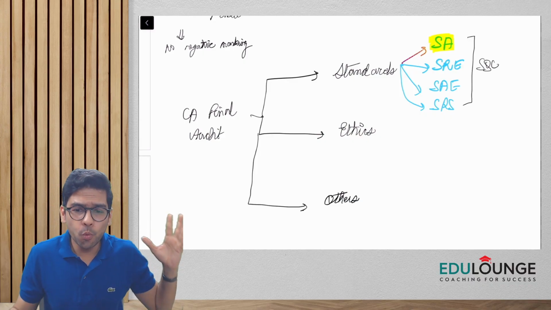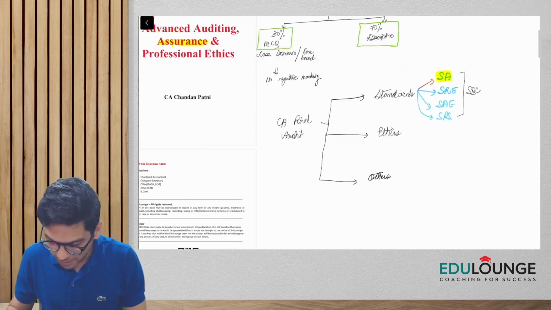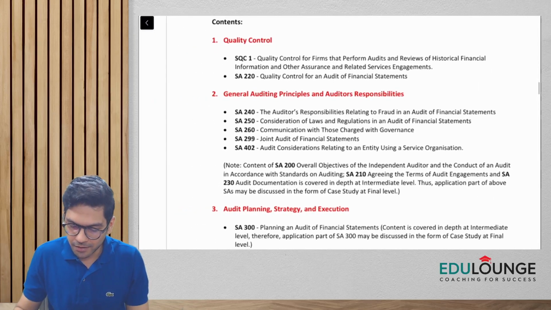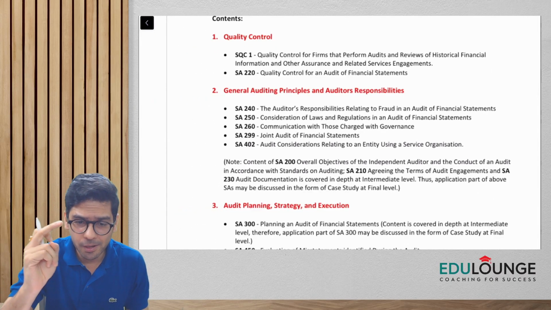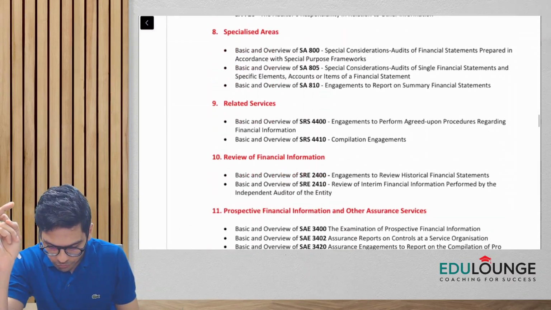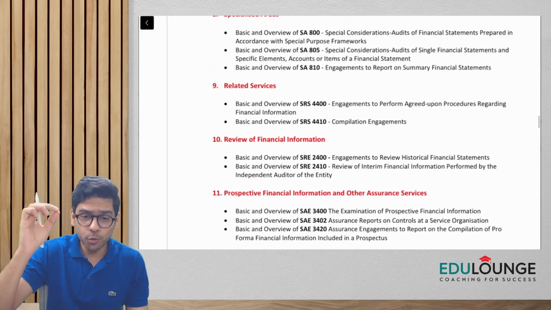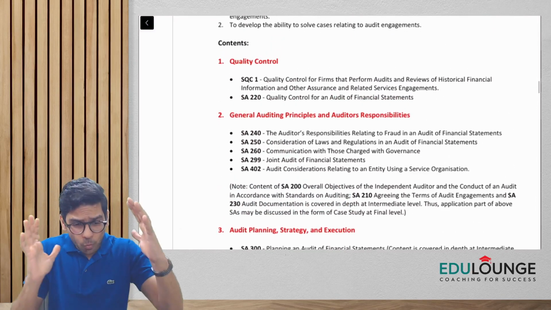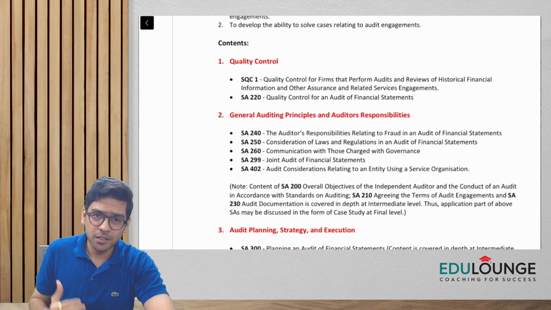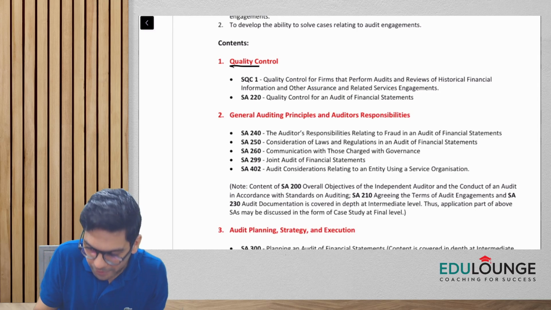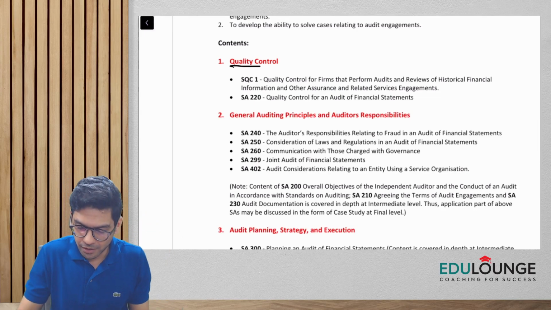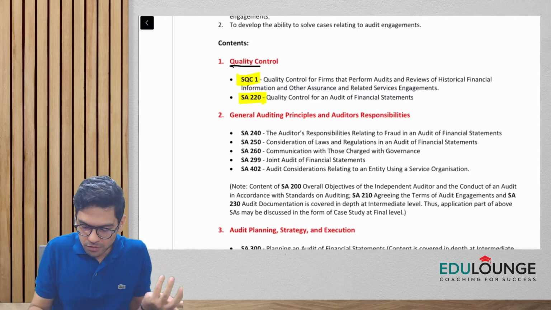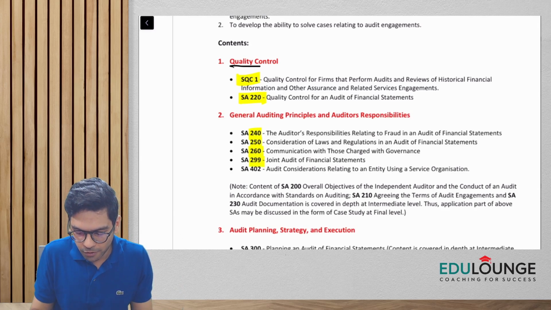Now if I make you walk through the detailed syllabus which is given by ICAI, let me just open the syllabus for you. Okay, so what they have done here is, if you see the content, they have given different chapters. From chapter 1 to chapter 11, it is all about standards. Instead of keeping it in one chapter, they have now divided it into multiple chapters. For example, the first chapter is quality control, wherein we are going to primarily focus on two standards, SQC 1 and SA 220, and then they have general auditing principles and auditor's responsibility. Here we are going to cover SA 240, SA 250, 260, 299, 402, likewise.